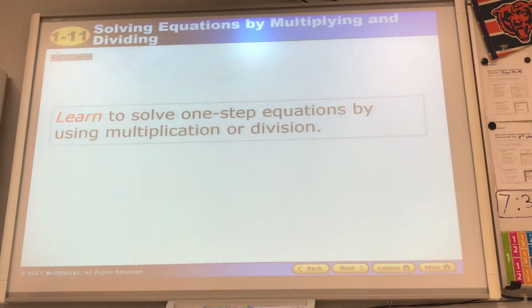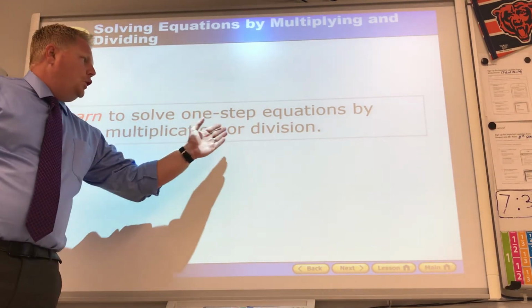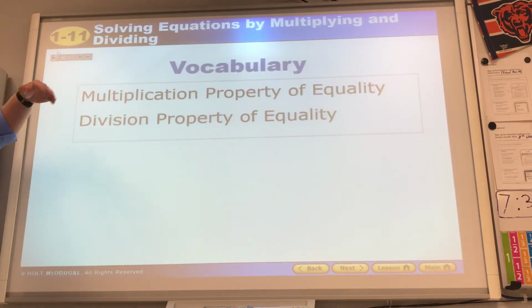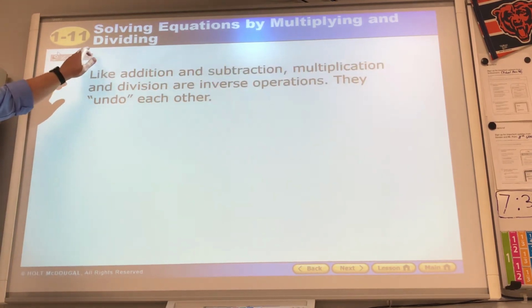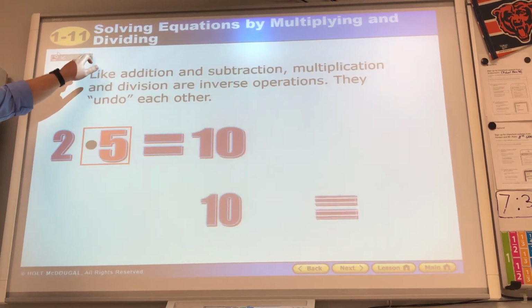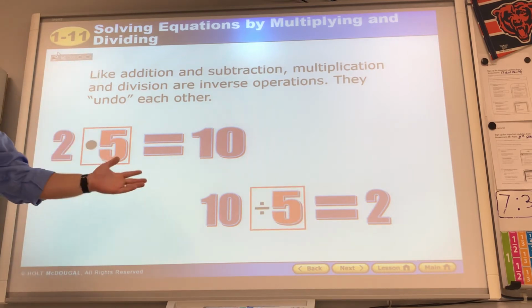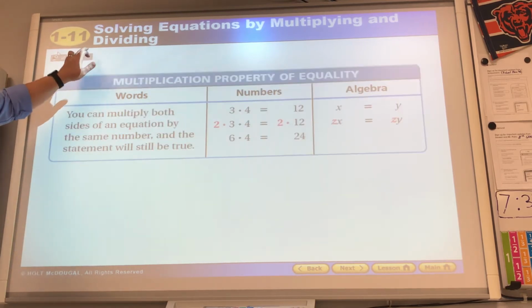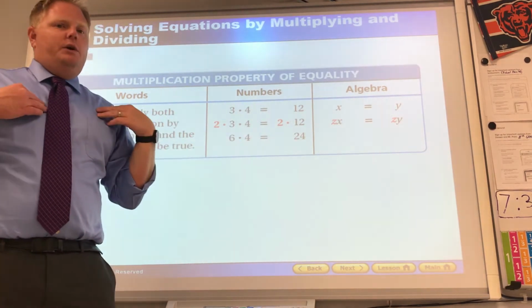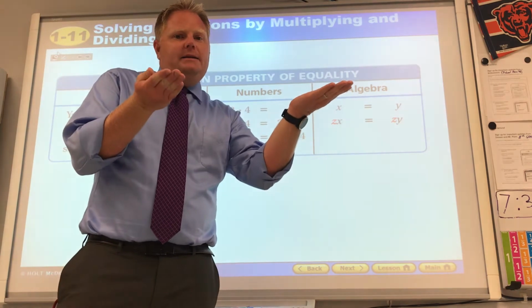So we want to learn to solve one-step equations by using multiplication or division. One-step problems are making it easy for you. These properties will be shown in your book, and they kind of can be shown by this. 2 times 5 is 10, or 10 divided by 5 is 2. All right. If we take 2 and multiply it on each side of the equation, it stays balanced.